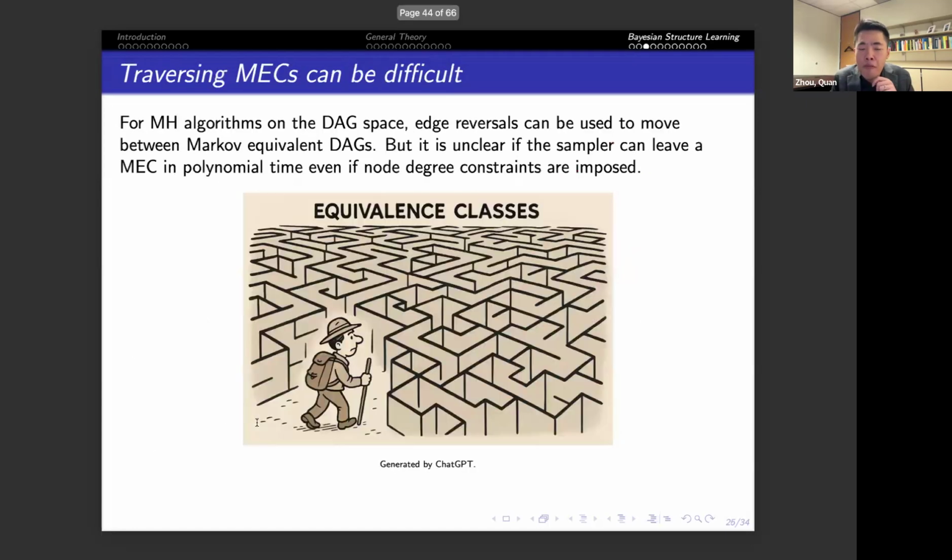Now, think about what would happen if you run your MCMC sampler on a DAG space. The good news is that you can use edge reversals to move between any two Markov equivalent DAGs. However, it is still very unclear if your sampler can leave a Markov equivalence class in polynomial time, even if you impose some sparsity constraint on the node degree. Some Markov equivalence classes can just be too big, and your sampler may get trapped in this class, moving between all DAGs that are Markov equivalent. If this takes super polynomial time, then your sampler will not have a polynomial mixing time guarantee. So this is one major reason why this problem is difficult.